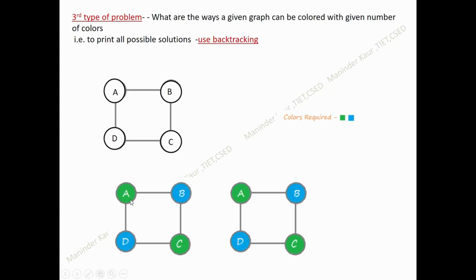These are the two ways. This either can be painted with the color green, this will be colored with blue, this will be colored again with green, this is blue, and these are two different patterns for the same. There is one more example for this. That means the problem is, basically, we have to print all the possible color combinations for a given graph, where we know that these colors are sufficient to paint the graph satisfying the given property.